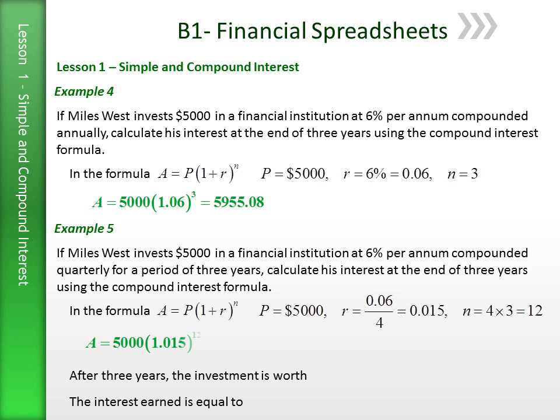In this case, he's going to make $5,978.09. Notice that's just a little bit more than it was in the previous example. After 3 years, the investment is going to be worth what we just got, $5,978.09. So for the actual interest earned, we need to take away our principal. So the interest earned would be $978.09.